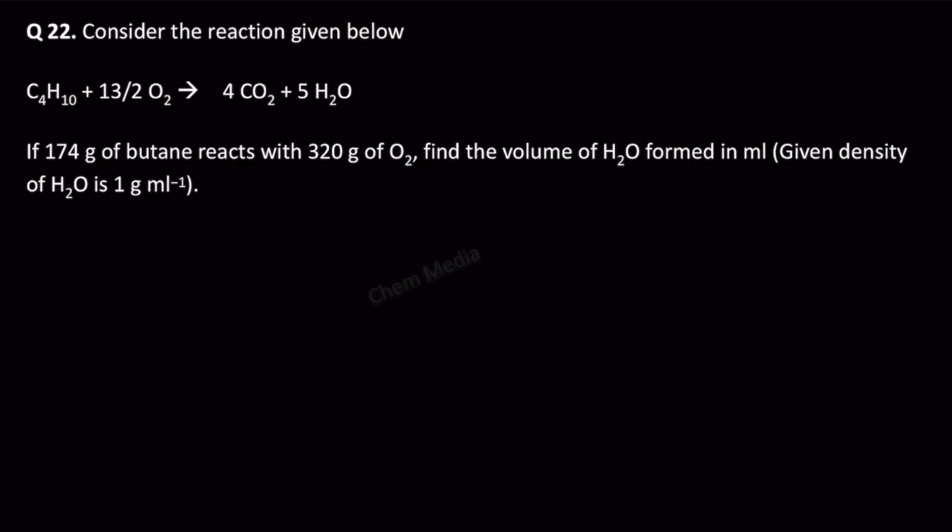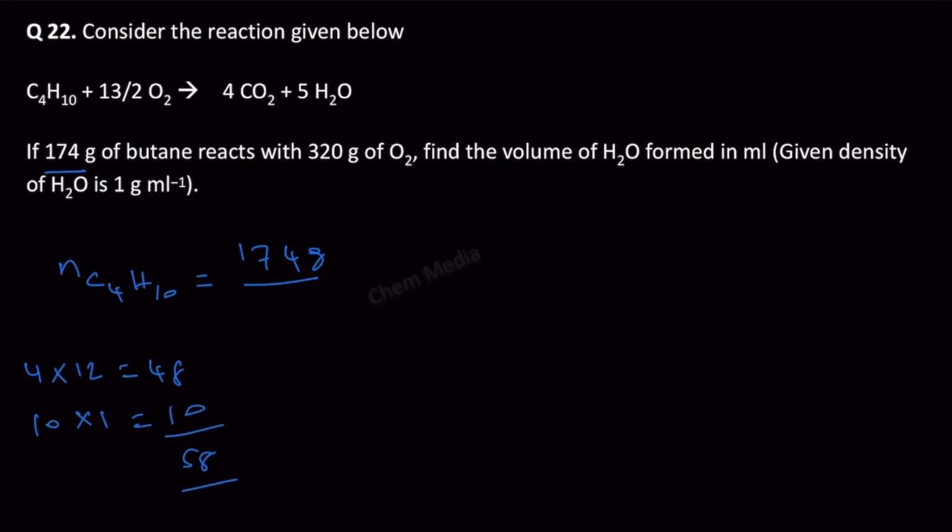Now let us find the number of moles of butane and number of moles of O2. Number of moles of butane is equal to mass divided by molar mass, so 174 gram, that is the given value here, and the molar mass of butane is 4 times 12, that is 48, and 10 times 1, so 58 gram per mole. So this means this will be 3 moles. Number of moles of butane is 3 moles.